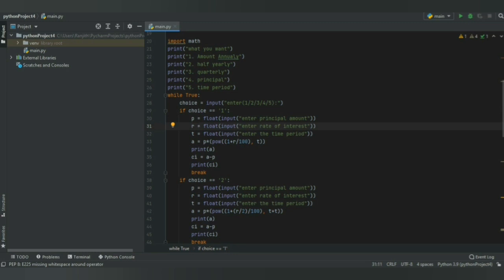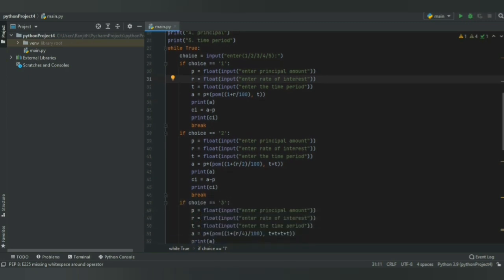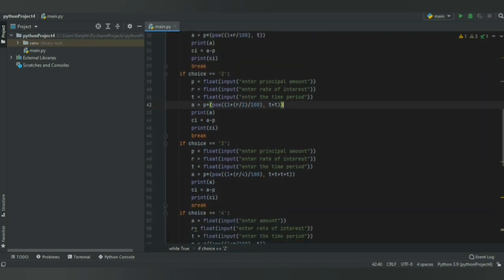Okay, same thing. Next, if choice equal to 2. Now, what is 2? Amount half yearly. What is the difference between annually, half yearly, quarterly? Only the time period. There was 1t, now there is 2t. Python does not multiply 2t, I mean power of 2t, power of 4t, so we can write t plus t. Same kind of thing, I write quarterly as 4t, t plus t plus t plus t.